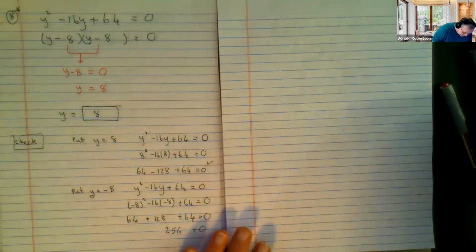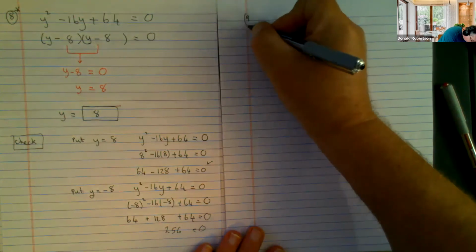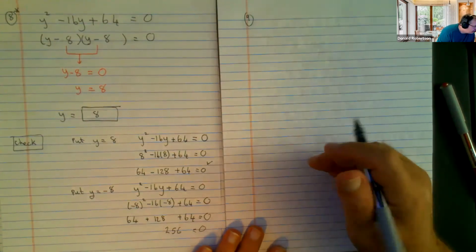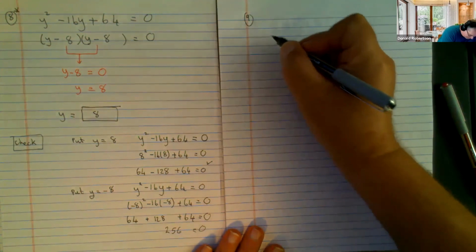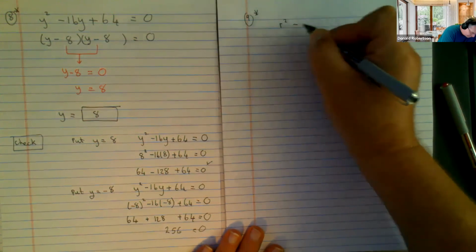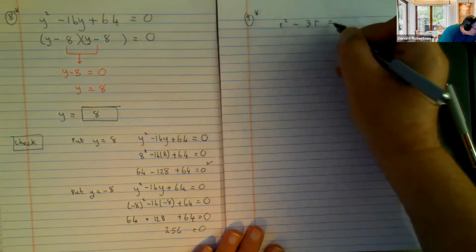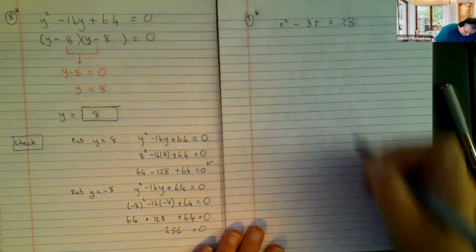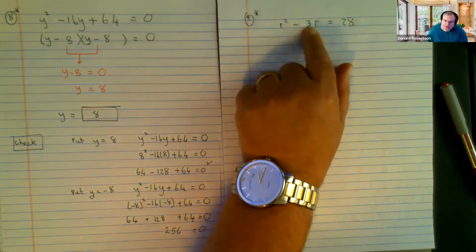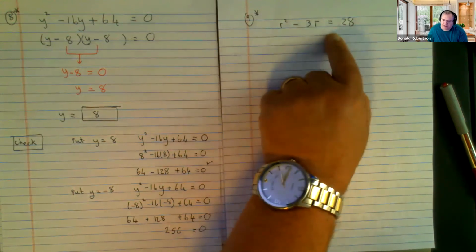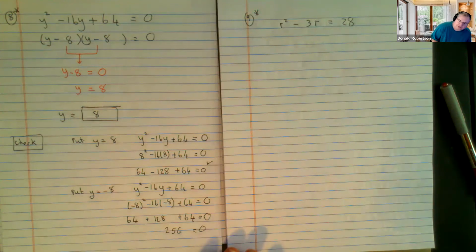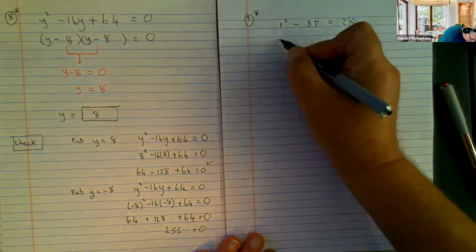Now, all I'm going to do in the next situation is take essentially a normal quadratic like that and just rewrite it in a slightly different format. So this is a version of question 9. So r squared, take away 3r equals 28. Now what happens, or what people do wrong, is that they factor this, pull out an r as a common factor, and then make it equal to 28, and then somehow think that's going to solve it. It doesn't really solve anything.